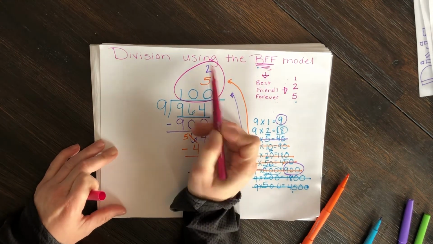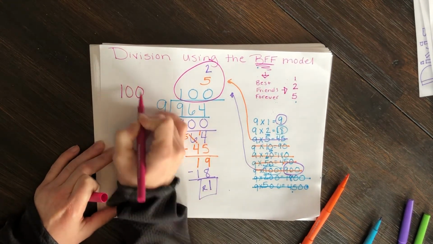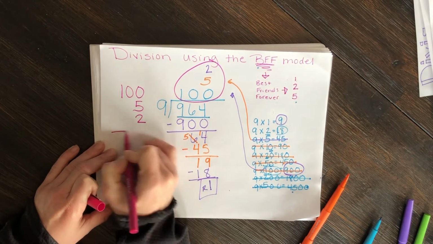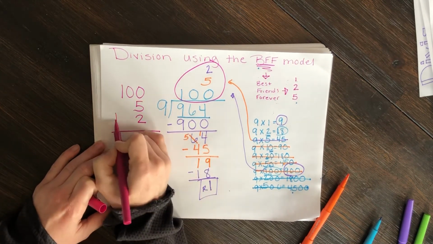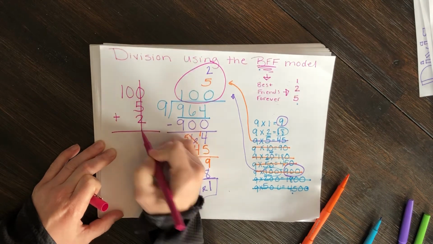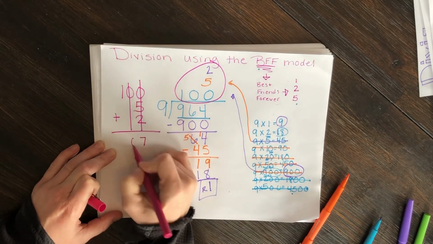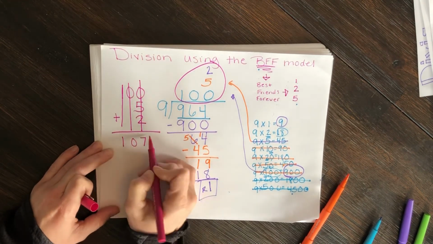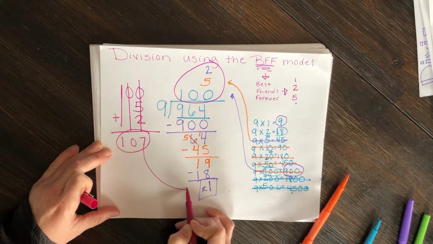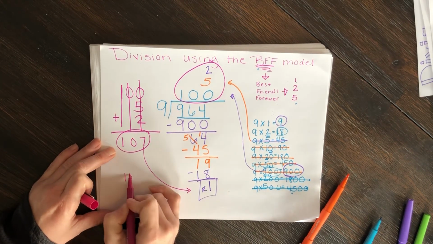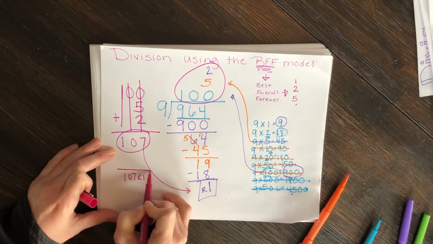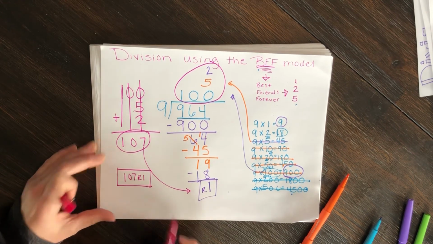And now I take these numbers right here, and I just put them together. 100 plus 5 plus 2. A lot of your kiddos will stack like this. Great strategy, highly recommend it. And then just pull down. 5 plus 2 is 7, 0, 1. My answer is 107 with a remainder of 1. So I'm going to rewrite it nicely. And I always make my kids box or circle their final answer.